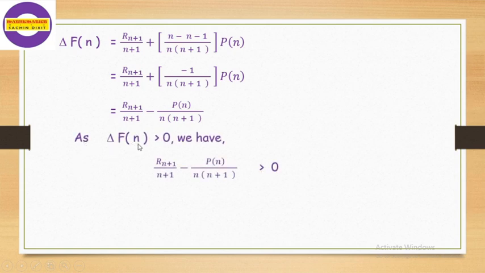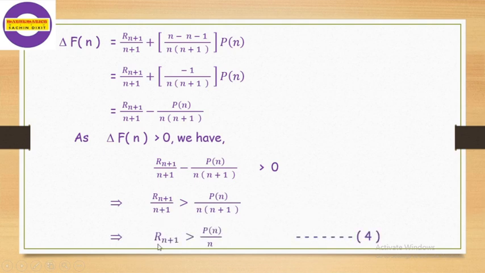As del f of n is greater than 0, we have, this is the value of del f of n, this value is also greater than 0. Then this negative term will transfer. Then we get R n plus 1 divided by n plus 1 is greater than Pn divided by n into n plus 1. In both the term there is n plus 1, n plus 1. We cancel out that term. We get R of n plus 1 is greater than Pn upon n. Equation number 4. Remember this equation. At the last we have to combine this result.